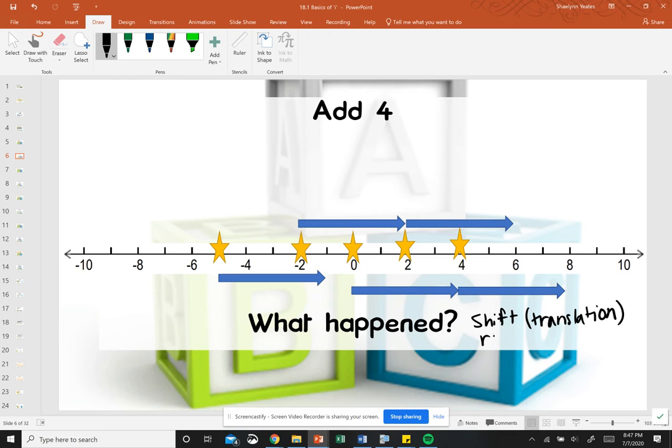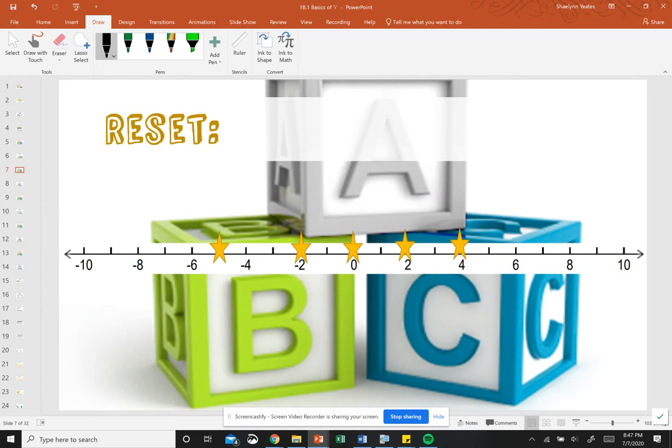And this is all going to the right 4. Okay, cool. And you would write that underneath where it says add 4 on your paper? Yes. Okay, so we're going to reset. We're going to go back to the beginning. And now we're going to subtract.